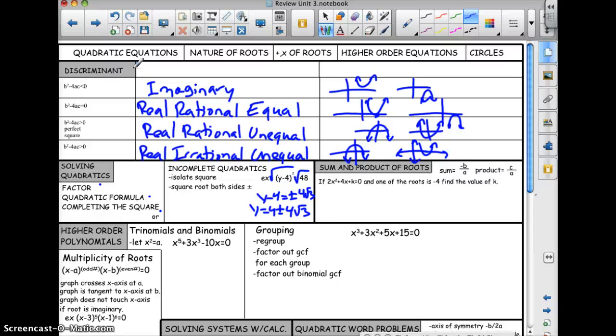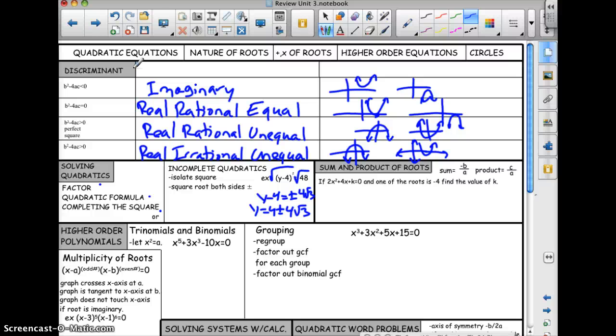Okay, next, sum and product of roots. The sum and product of roots is not given to you on the formula sheet, so you kind of need to memorize that. The sum is negative b over a, and the product is c over a. How's this usually applied? Well, sometimes they'll just ask you, what's the sum and product of the roots of this equation, and they'll give you the equation.